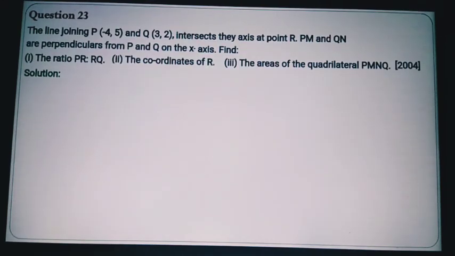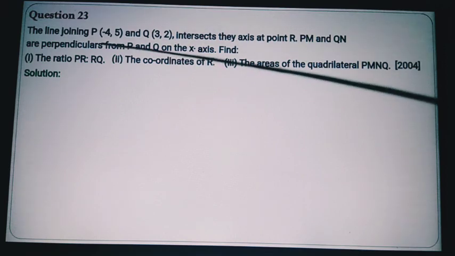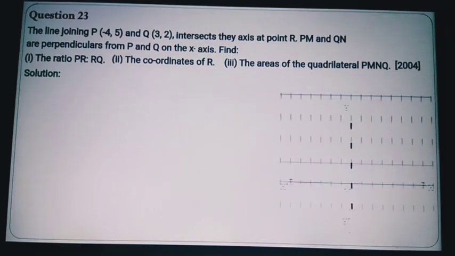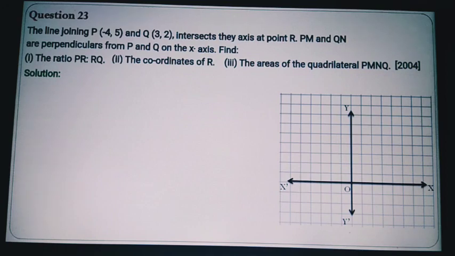The next question says the line joining P, that is -4, 5, and Q, that is 3, 2, intersects the axis at point R. Let's try to understand the first part. This is my xy coordinate system. Let me plot P and Q here. P and Q lie somewhere over there. Now let me join P and Q. So PQ intersects the axis. They have not mentioned which axis, but from the diagram we see that the axis is the y-axis here, and the y-axis is intersected at point R. That's what the question is saying.